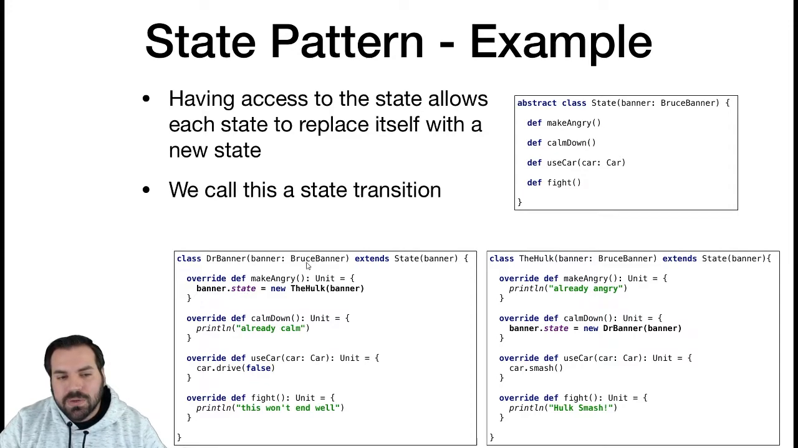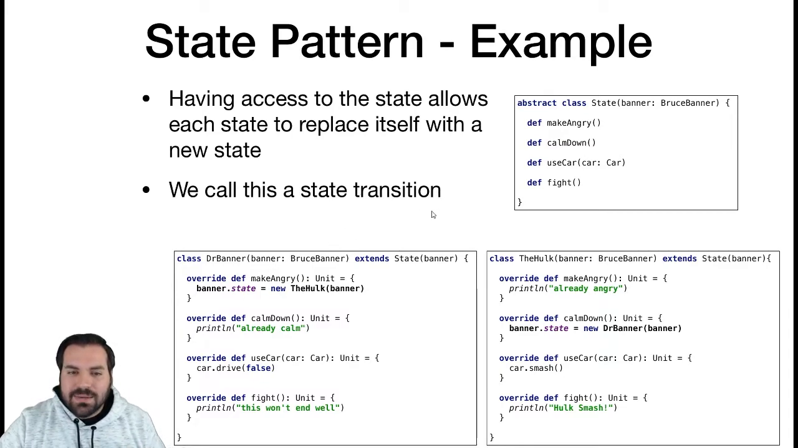But we're going to say, hey, Bruce Banner, your state is no longer going to be me, this Dr. Banner state, this object of type Dr. Banner. Instead, your state is going to be a new instance of the Hulk state. And I need to pass that Banner object to Hulk because Hulk's going to need a reference to the Bruce Banner to which it's attached. So I'm going to create a new Hulk state attached to Banner, attached to this Bruce Banner, and then change Banner's state to that new Hulk instance. This is what we call a state transition.